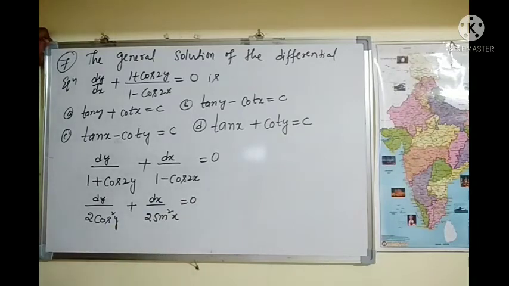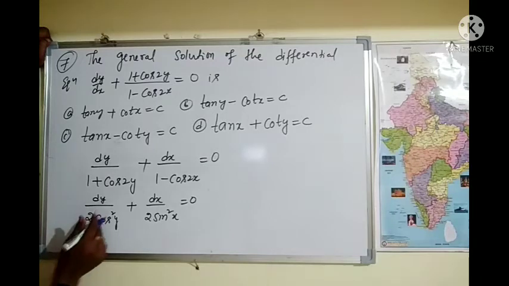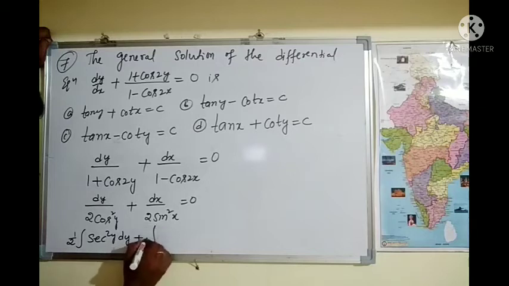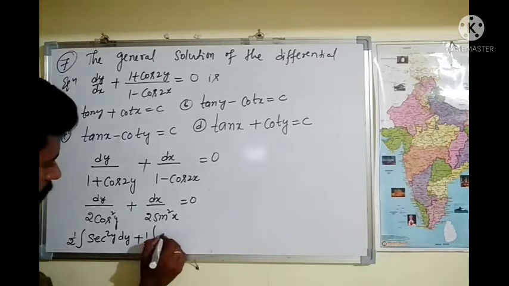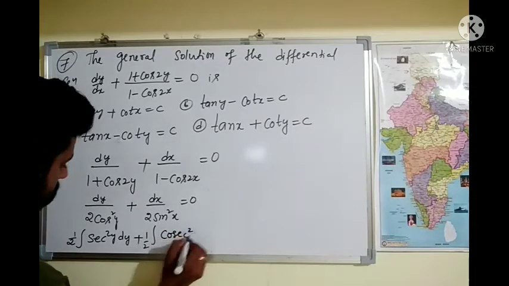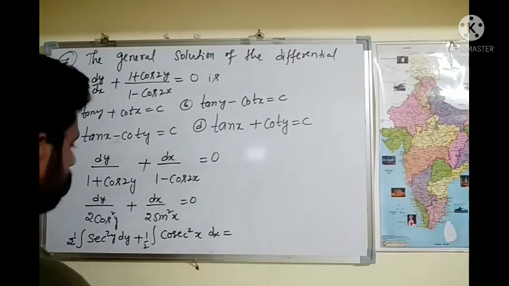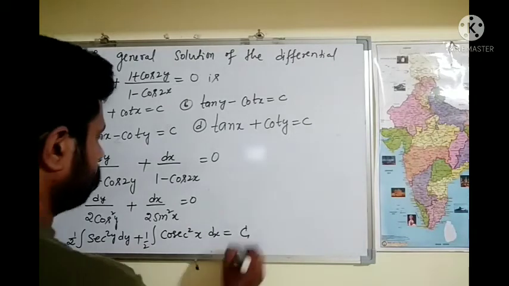Now take an integral on both sides. Integral of 1 by 2 outside, 1 by cos square can be written as secant square y into dy, plus integral of 1 by 2 (1 by 2 is not equal to 0, so you can eliminate it) cosecant square x into dx is equal to an integral constant, here we consider c.